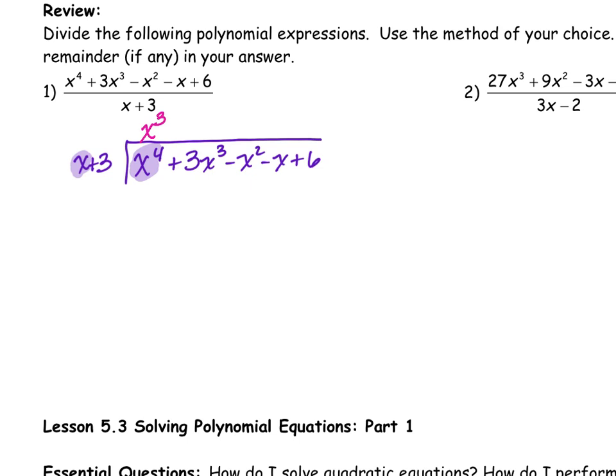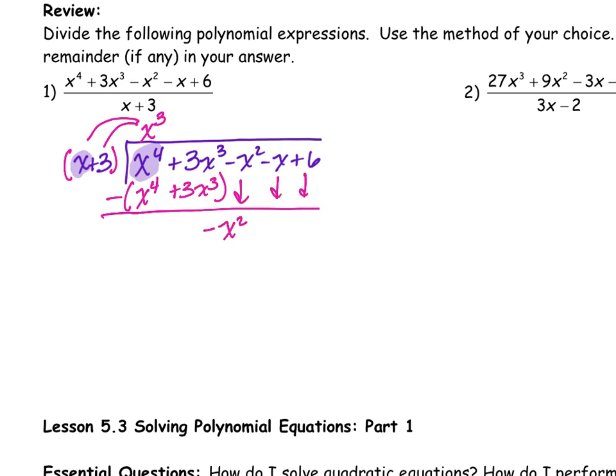And now I'm going to distribute it. So this is an expression, x plus 3, so I want to distribute this to both terms. So I'm going to get x to the fourth, and 3 times x to the third is 3x to the third. Is there anybody confused about that? Are we okay? Class, online, everyone's okay? Great. If I subtract that, I get 0. And then I bring down everything else that's left, and I get negative x squared minus x plus 6.